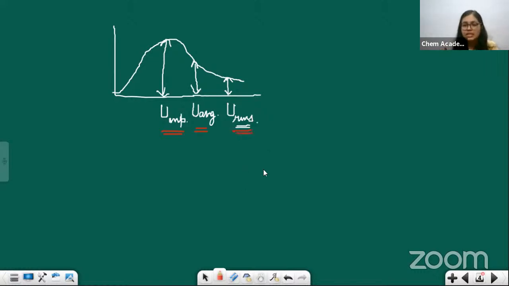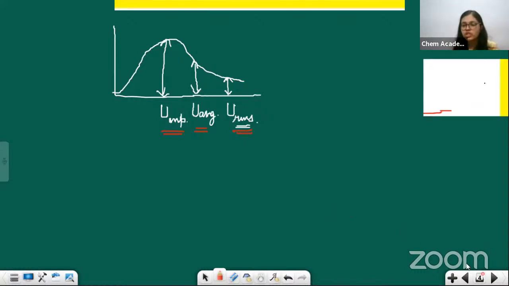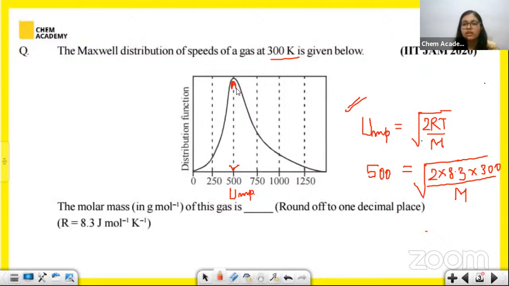So there are three kinds of velocities. One is the most probable velocity, then the average velocity, and the third one is the root mean square velocity. So in the previous question, the peak is highest over here. Okay, so this is the most probable velocity. So how can we calculate the molar mass for this gas at 300 Kelvin with most probable velocity as 500? The formula for the most probable velocity is under root of 2RT upon M, where R is the gas constant, T is the temperature, and M is the molar mass.